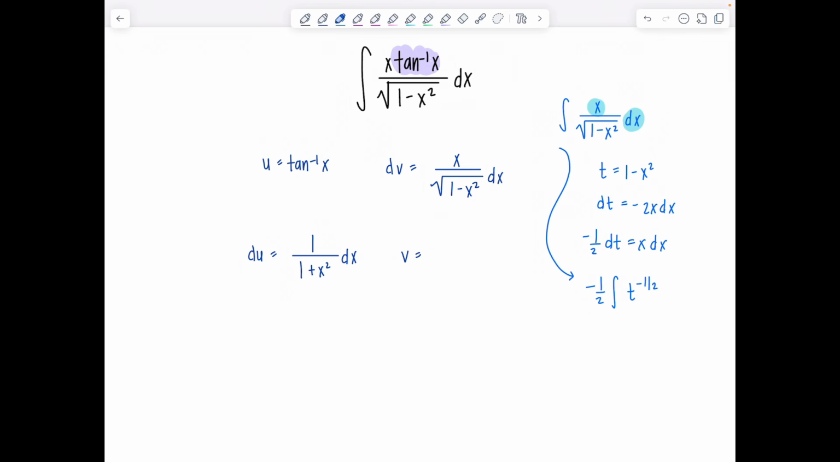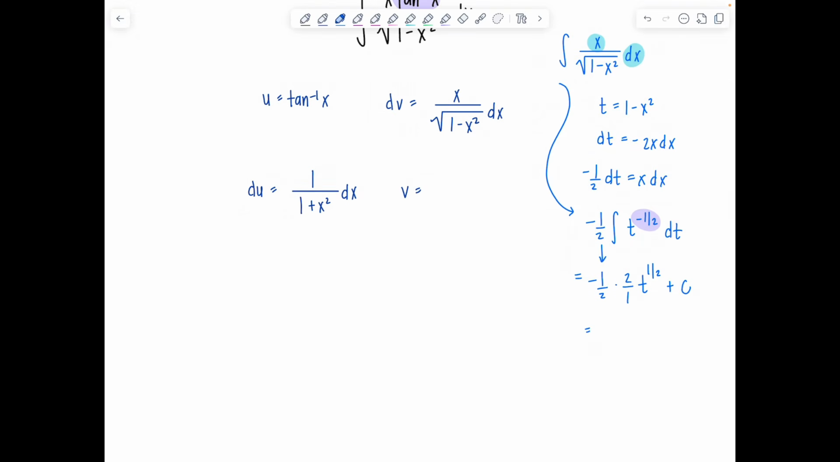Okay, negative 1/2 times the indefinite integral of t to the negative 1/2 dt. How do we integrate? We add 1 to the exponent and then divide by the new exponent. This negative 1/2 stays. Adding 1, now I have t to the positive 1/2. Divide by that exponent, multiply by 2 over 1, and then we have plus c here. So this is negative t to the 1/2. I'm just going to replace it now. It's square root, t was 1 minus x squared, plus c.